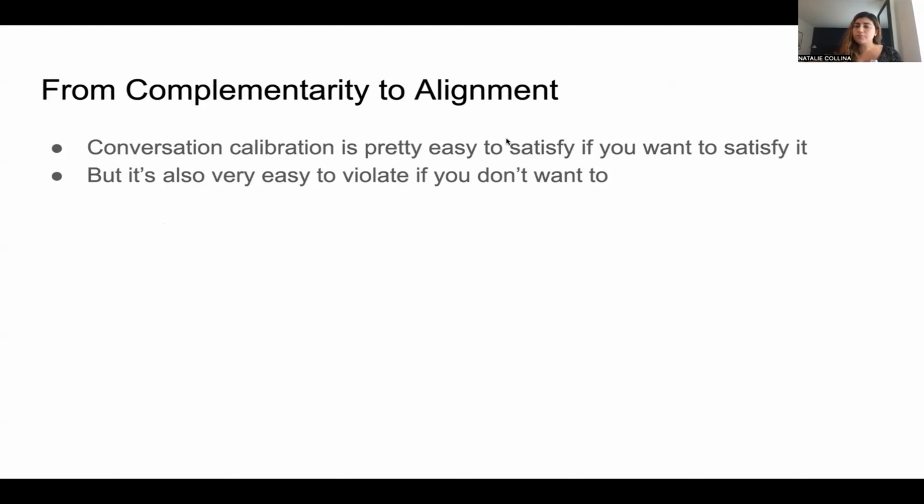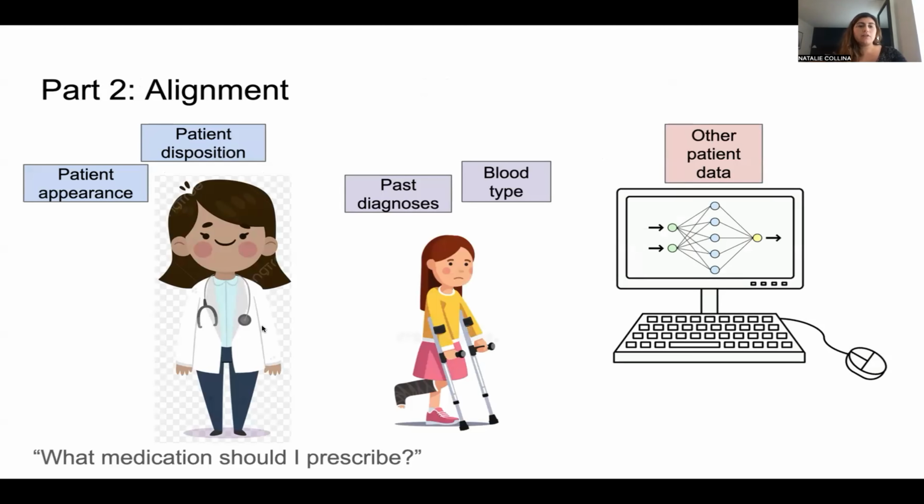Wonderful. So for the last 10, 12 minutes of this talk, I'm going to go to a slightly different setting. I'll just give a taste of what's happening here, which is to talk about alignment. Conversation calibration is quite easy to satisfy on a model if it wants to satisfy it. But it's also really easy to violate without a human noticing.